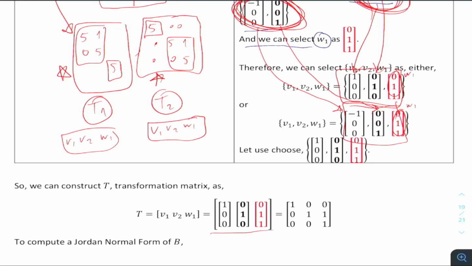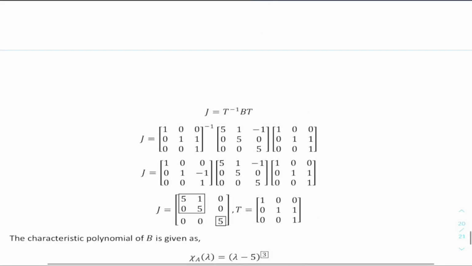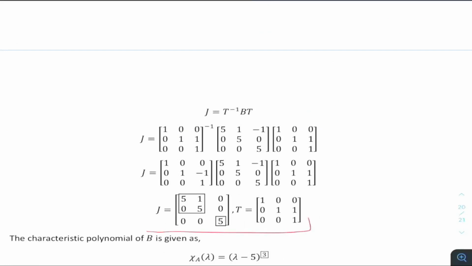So let's use that. We can either use this or this. However, let's use this. This is a choice. Doesn't matter, right? And this is the transformation matrix. And here we can find our transformation matrix and our Jordan canonical form in this form, right? Okay.